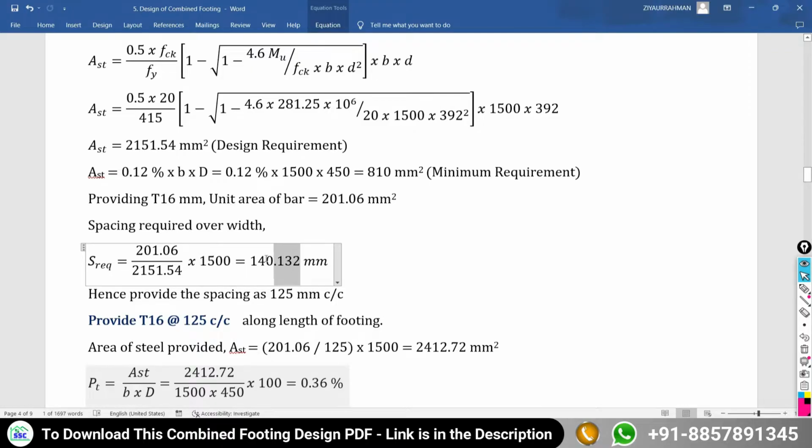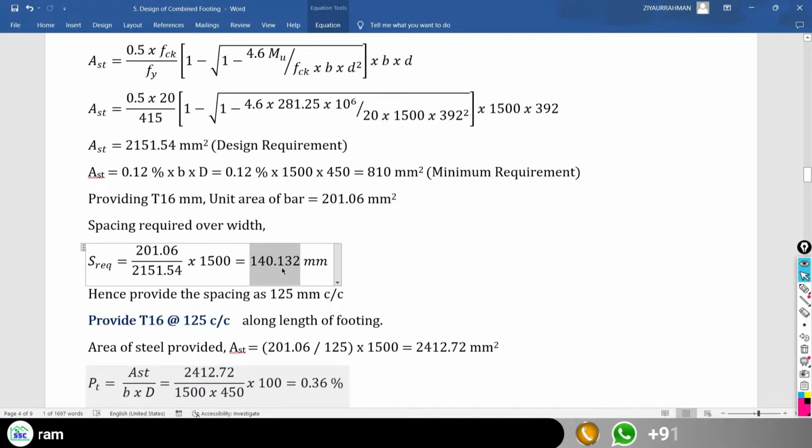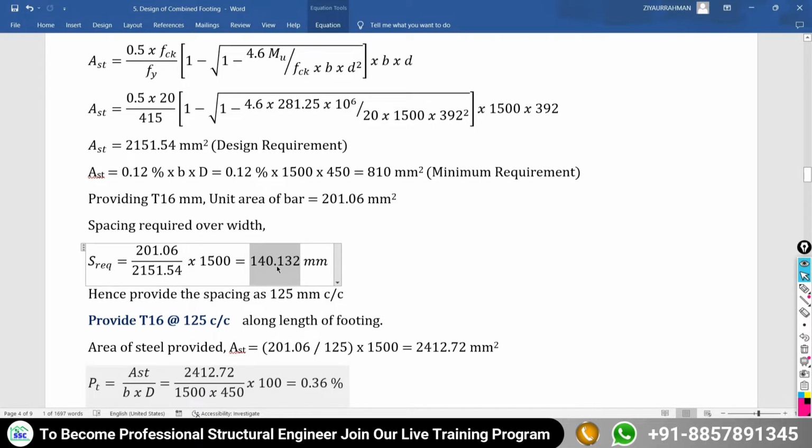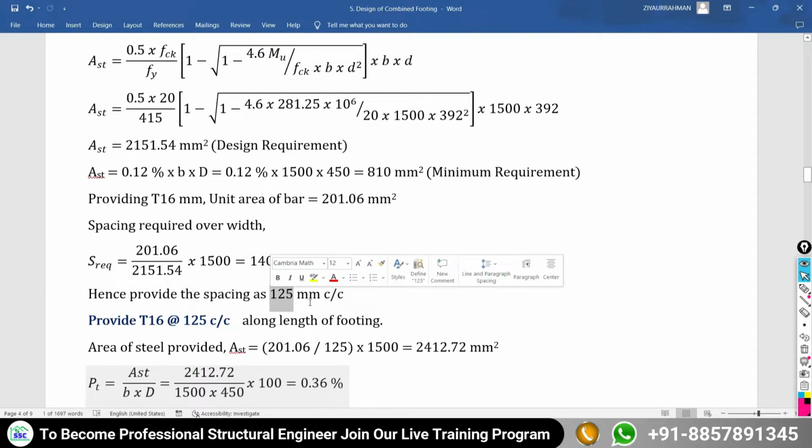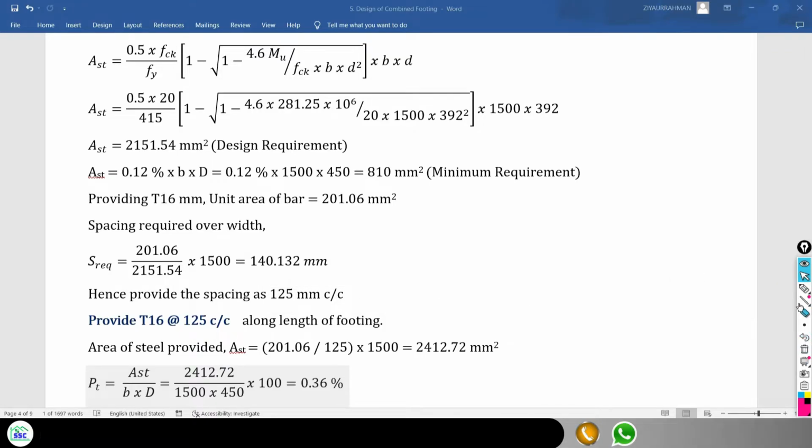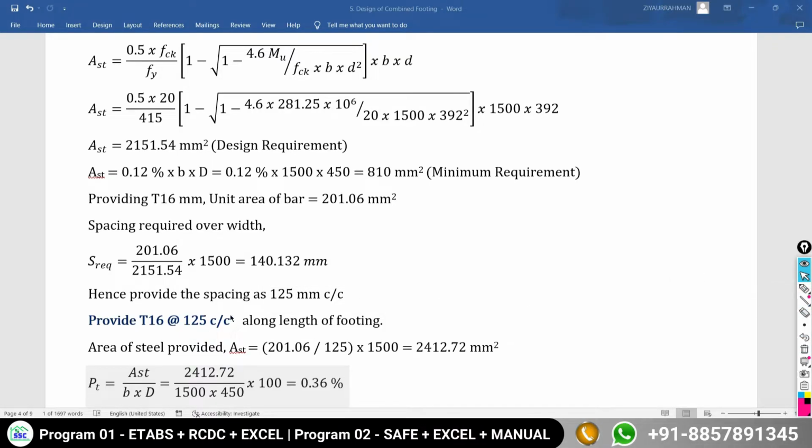You are not allowed to provide spacing beyond this value. This is the maximum limit. You have to provide a value less than this. So I am going to round down this value by 25 mm. So it becomes a spacing of 125 mm center to center. So I am going to provide 16 mm diameter bars at a spacing of 125 mm center to center along the length of the footing over the width.